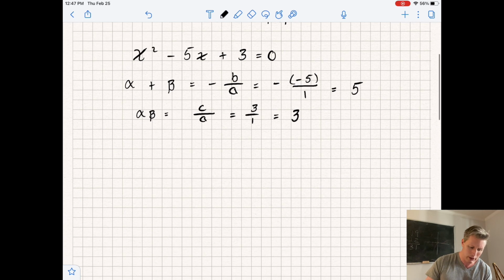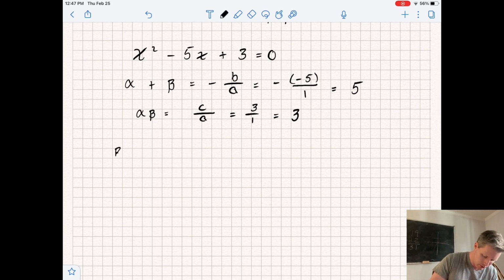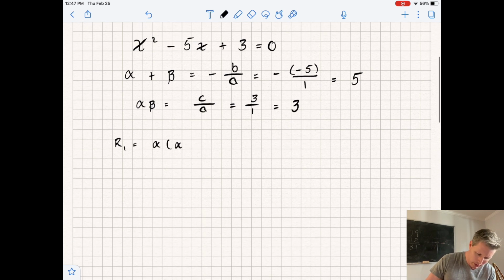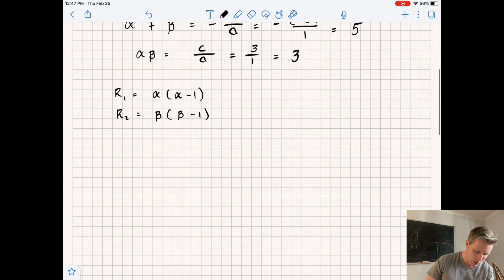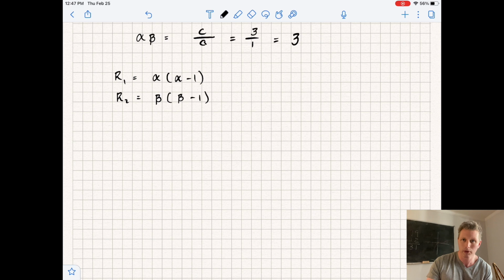All right, we want to form the equation then that has the roots R1, alpha times alpha minus 1, and R2, beta times beta minus 1. Those are the two roots of the function we want to form. We know that if we know the sum of the roots and we know the product of the roots, we can then form that function. So that's what we're going to do. We're going to find the actual value of the sum and the actual value of the product.